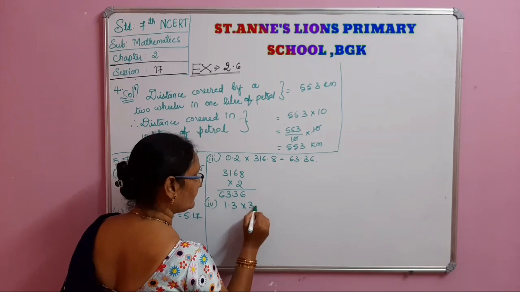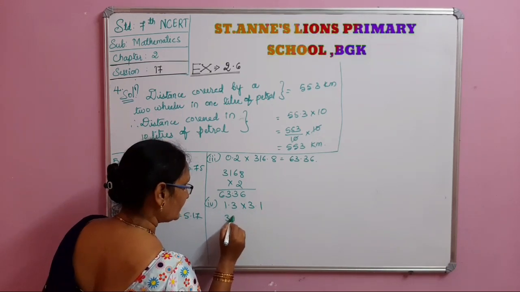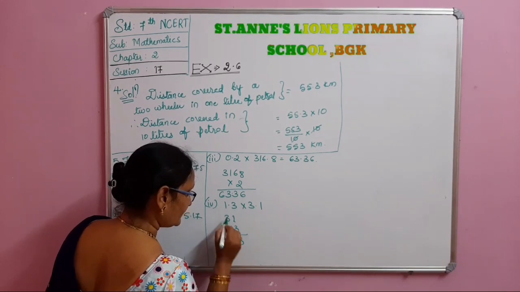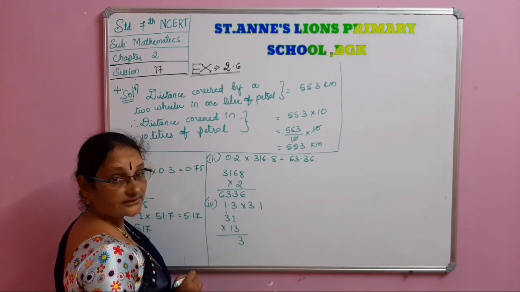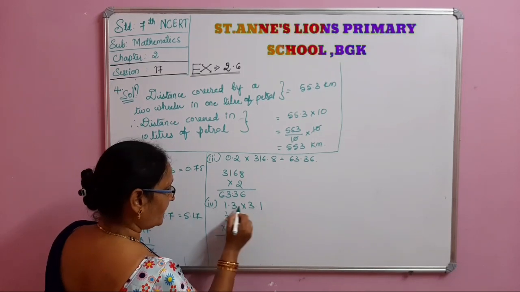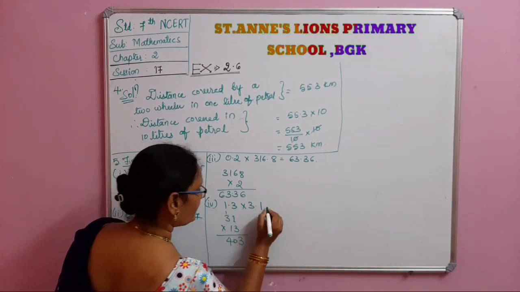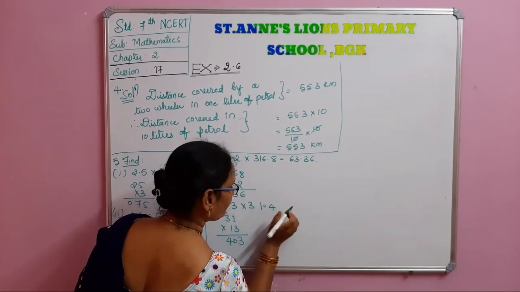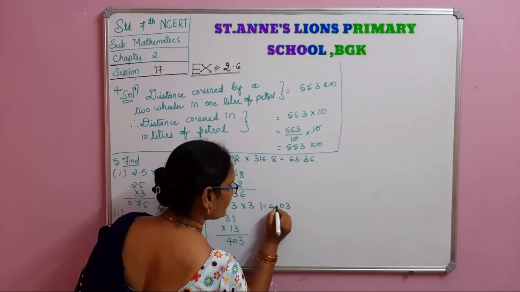So, the next, that is the fourth one, is 1.3 into 3.1. See here, 31 into 13. 13 ones are 13 carrying 1. 13 threes are 39 plus 1, 40. After how many places? 1, 2. 4.03. 4.03 is the answer.